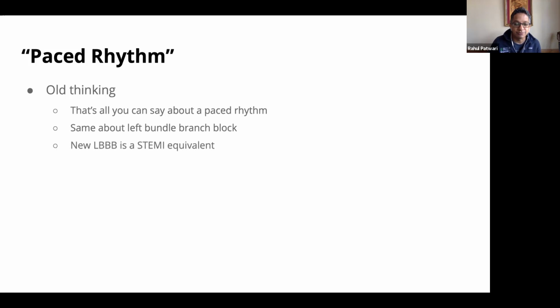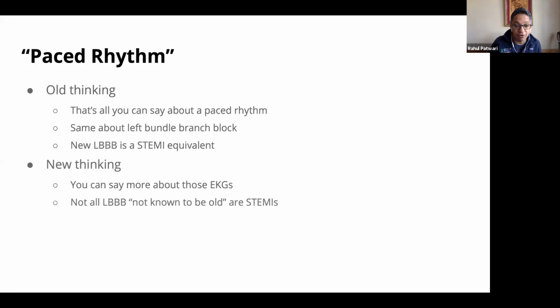And then we would always also used to say a new left bundle branch block is a semi-equivalent. That's a kind of old thing that probably even outdates when you guys were in med school, hopefully. But the new thinking is, there is a lot that we can say about these EKGs, and not all of those new left bundles are STEMIs, but some of those are, and some of those paced rhythms also are.